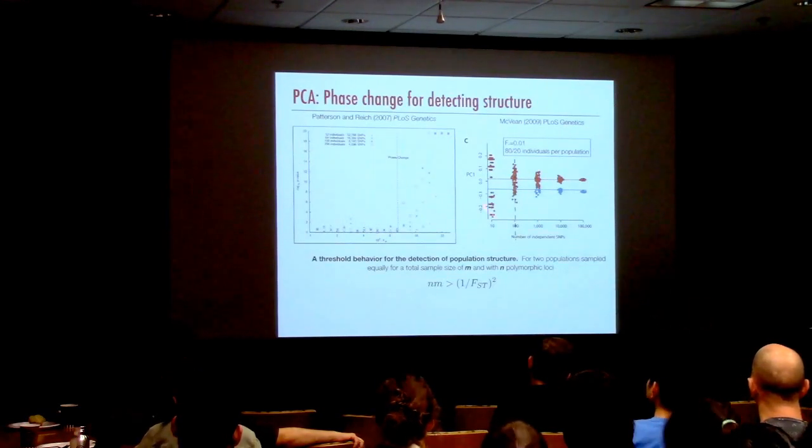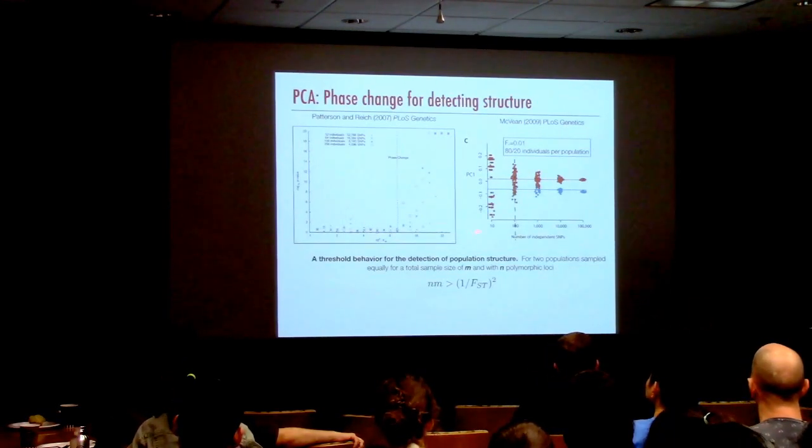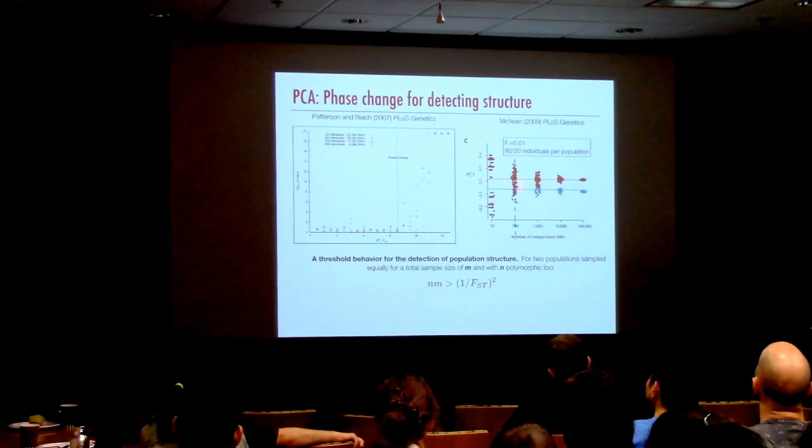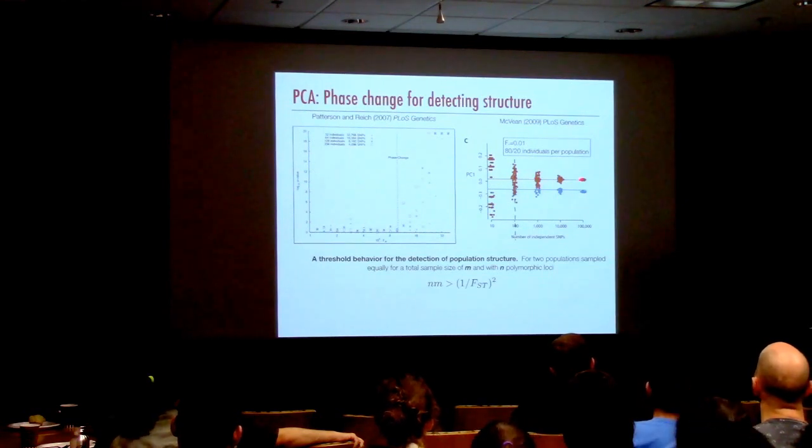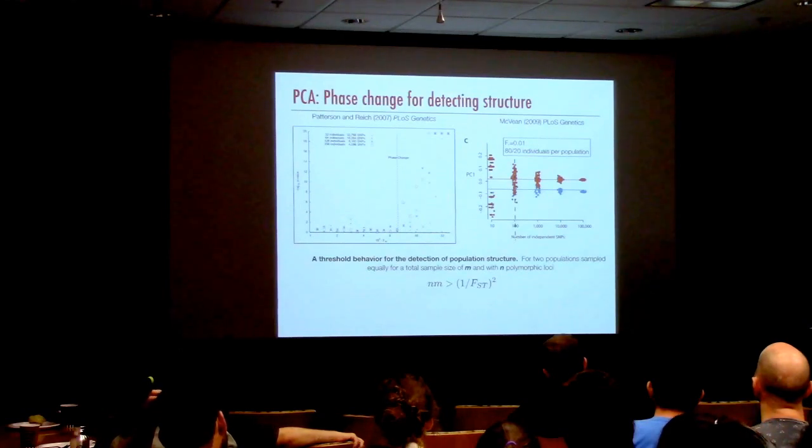And this is a version of that from a paper by Gil McVean, where as you increase the number of independent SNPs, you go from cases where the blue and the red are indistinguishable, you cross the threshold, you start to see that they begin to be distinguished, and then eventually be totally clear. Okay. So, you know, in settings where, yeah.